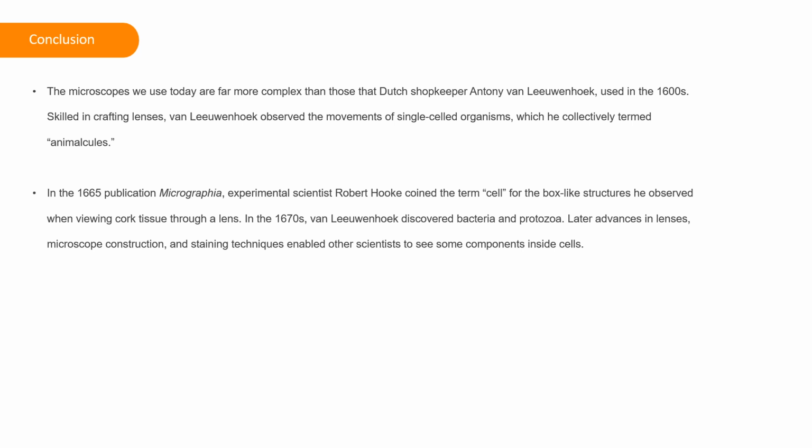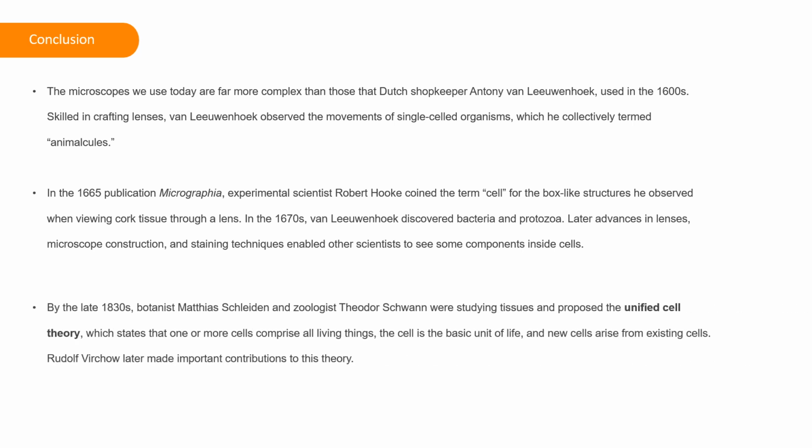Later advances in lenses, microscope construction, and staining techniques enabled other scientists to see some components inside cells. By the late 1830s, botanist Matthias Schleiden and zoologist Theodor Schwann were studying tissues and proposed the unified cell theory, which states that one or more cells comprise all living things. The cell is the basic unit of life, and new cells arise from existing cells. Rudolf Virchow later made important contributions to this theory.